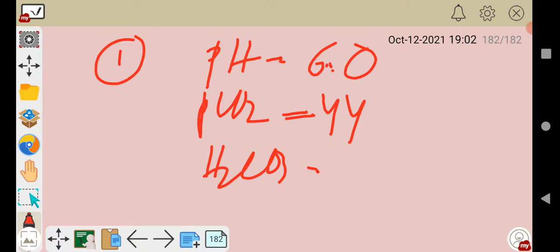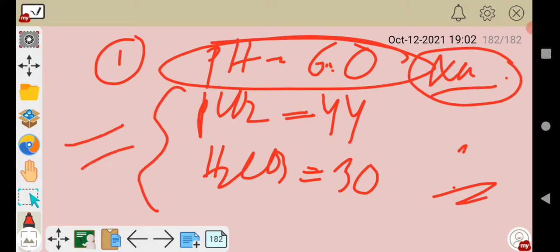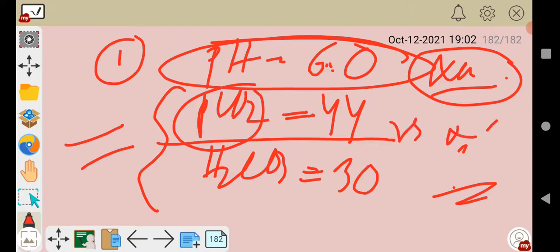Okay, so this is 30. So what is the condition? See, pH is 6.0, which means this is going toward acidosis. Now, which one of these two is acidosis, do you think? PCO2 is 44. I told you that when PCO2 is more than 42, or more than the normal limit, it is respiratory acidosis. Good. So this is respiratory acidosis.